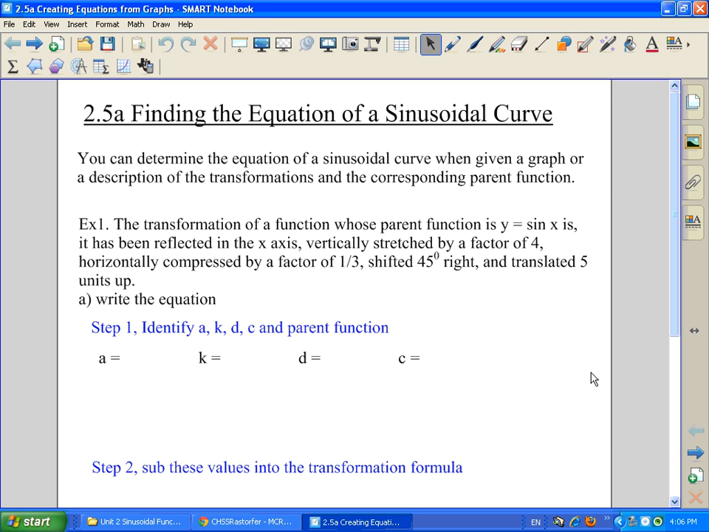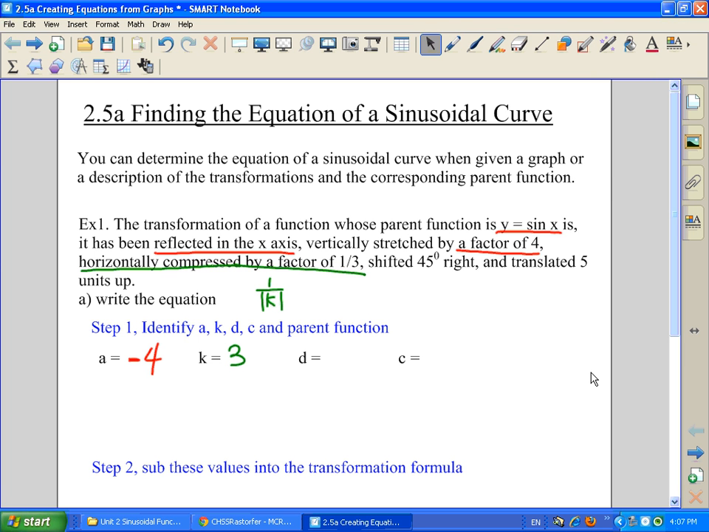So example 1, the transformation of a function whose parent function is y equals sine x, so that's where we're basing it from, has to be reflected by the x-axis. Reflected by the x-axis means A has to be negative. It also says that it's been vertically stretched by a factor of 4, so that tells me A is negative 4. Moving on, it says it's also horizontally compressed by a factor of 1/3. Remember, the factor of 1/3 is 1 over the absolute value of k. So you flip that and k equals 3.